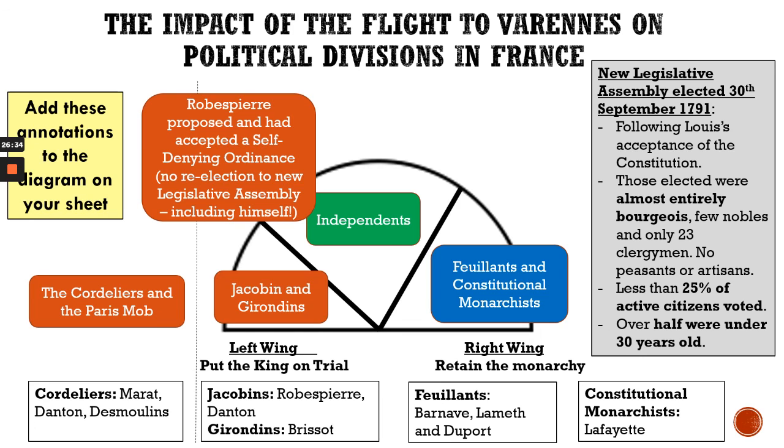on the right hand side, and that when this new legislative assembly sat, it was pretty much made up entirely of bourgeois kind of individuals. Okay, so we're talking about lawyers, merchants, tradespeople, people with small businesses, very few nobles, and very few clergymen from the First Estate. And we can explain this looking back at the voting structures of this new constitution that we've talked about previously. And actually, only less than 25% of the active citizens voted.